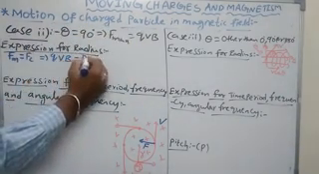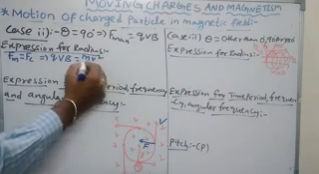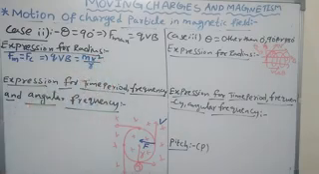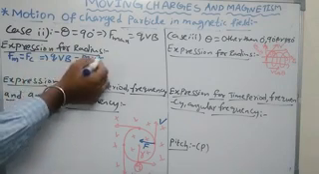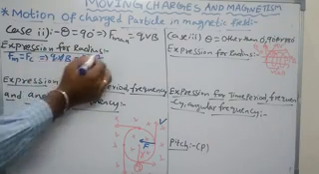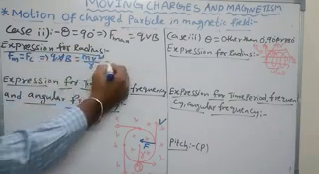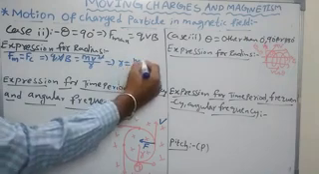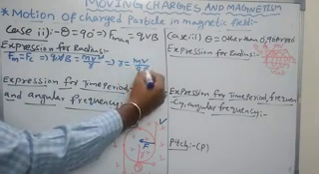The centripetal force formula we already understood in first year. What is the centripetal force formula? mv square by r. So QVB equals mv square by r. This is a velocity, this is also a velocity; cancel it. From this you will get r is equal to mv by qB, or Bq.